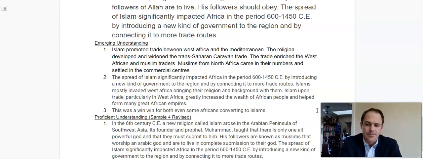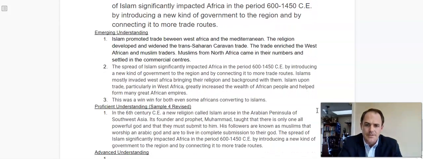All right, another example of emerging. The spread of Islam significantly impacted Africa in the period 600 to 1450 CE by introducing a new kind of government to the region and by connecting it to more trade routes. Again, I've said don't put the thesis first. You have to provide context first. Thesis goes at the end of the paragraph. Islam's mostly invaded West Africa. Yes. Bringing their religion and background with them. Yes. But tell me more about their religion and this background. You said it. Now give me more.